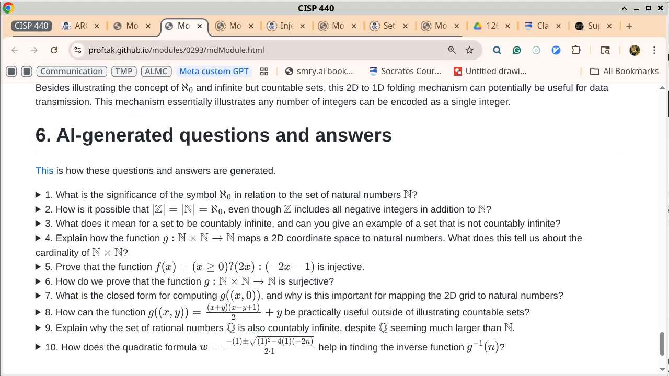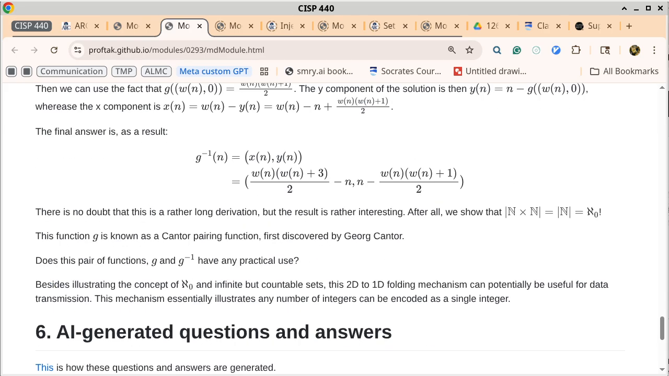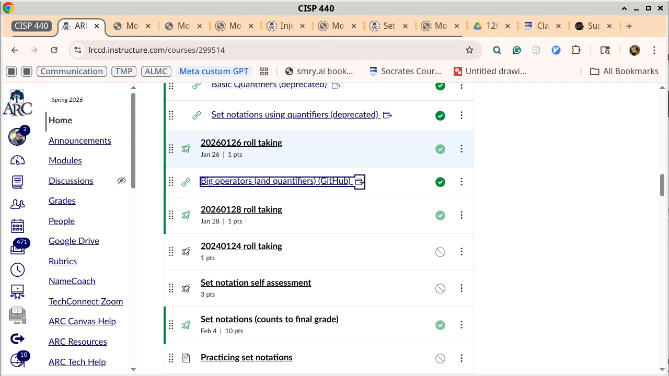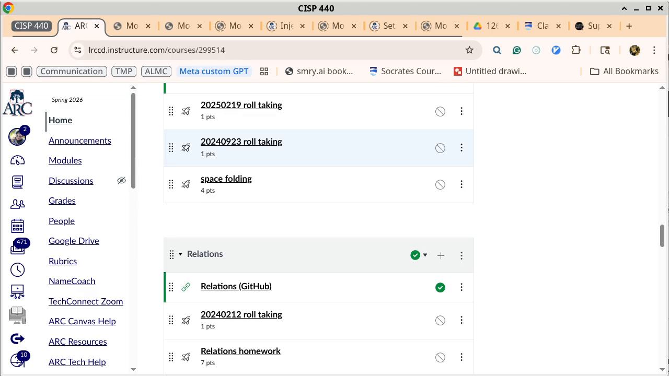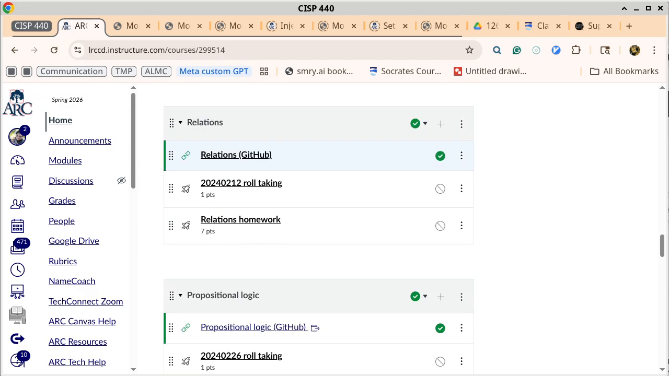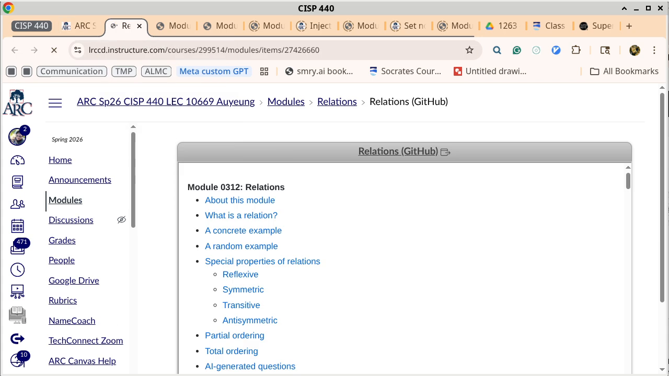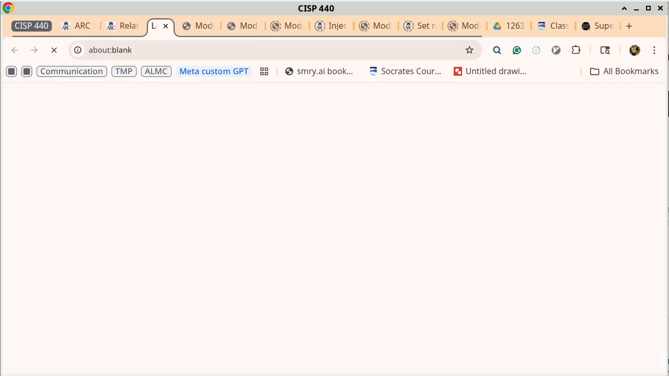All right, so now that we are done with this, by the way, this is also called the Cantor mapping function. So now that we are done with this particular topic, we are moving on to talk about the next big topic. It is about relations. So this is the relations topic, and we're gonna get started here.